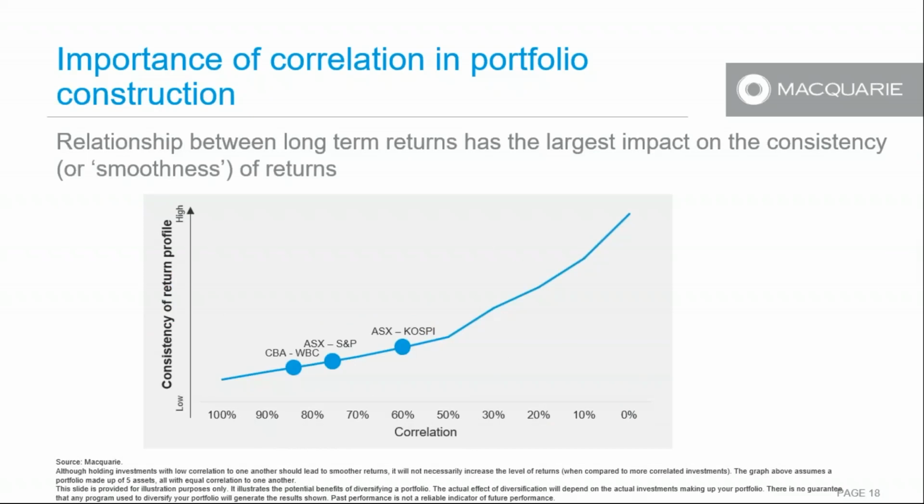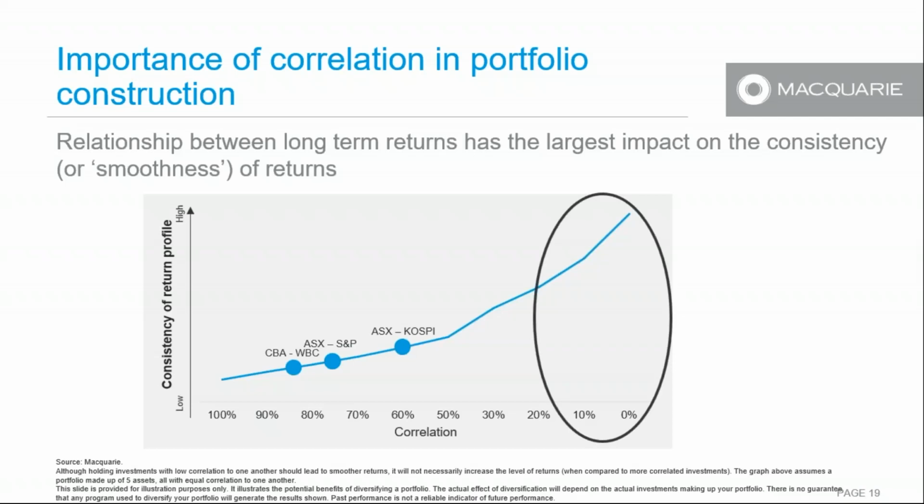On this slide, we can see that for a portfolio of correlated stocks, such as the Commonwealth Bank and Westpac at 83%, this doesn't have much impact on return consistency. Neither do portfolios containing international indices shown in the previous examples, such as the ASX combined with the S&P at 76%, or the ASX and KOSPI, which had a 59% correlation. To maximize the diversification benefit and improve the consistency of returns, we need to find assets as close as possible to 0% correlation. This is where the diversification benefit kicks in exponentially and helps provide a smoother investment experience for clients.